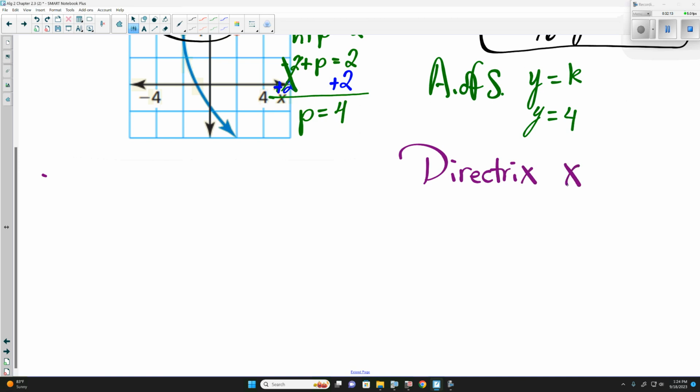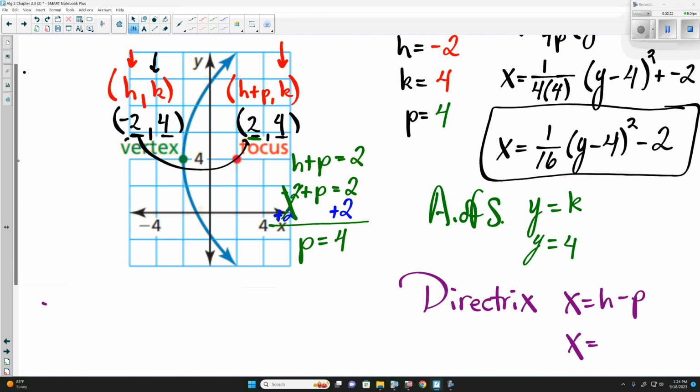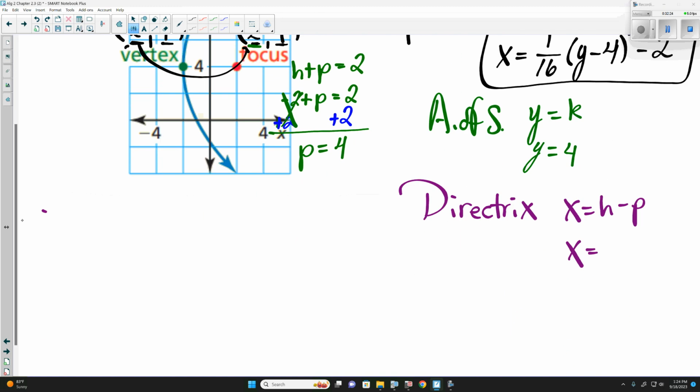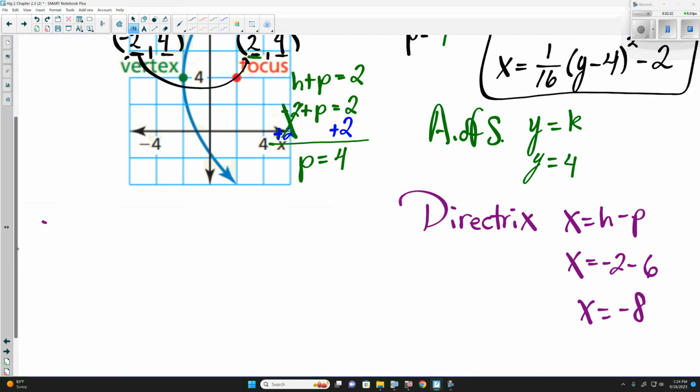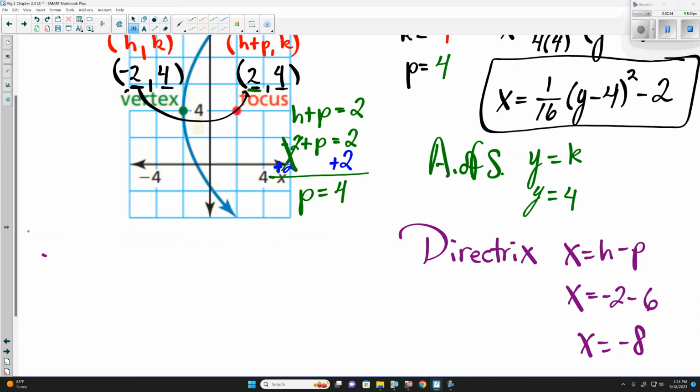And this is x is equal to h minus p. Well, h in this case is negative 2, and p in our case is 6. So negative 2 minus 6 is negative 8. So somewhere over here the directrix would be, and the axis of symmetry would be going this way here.